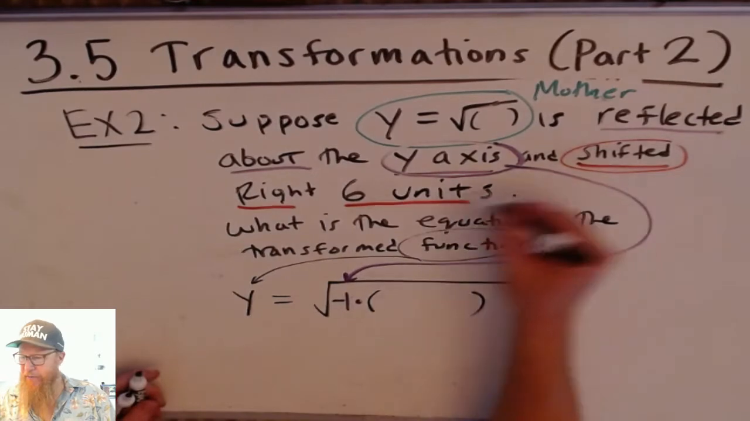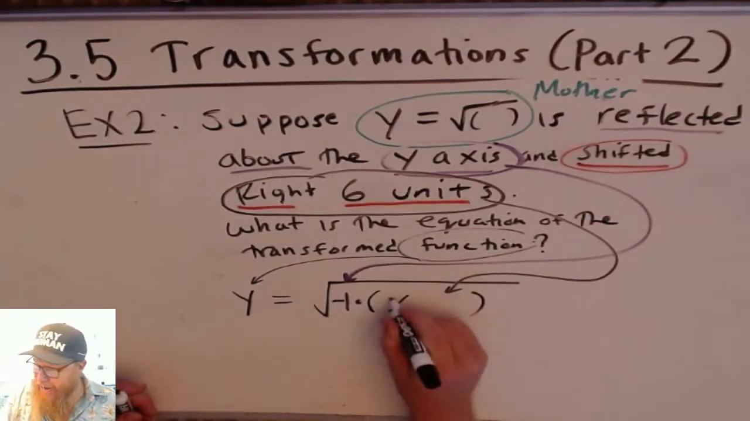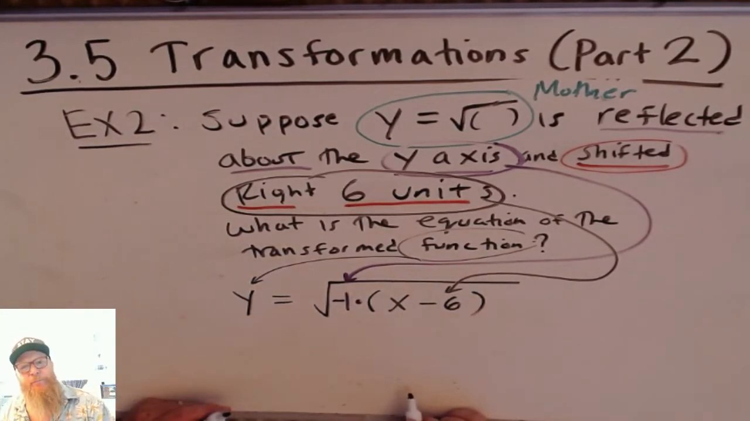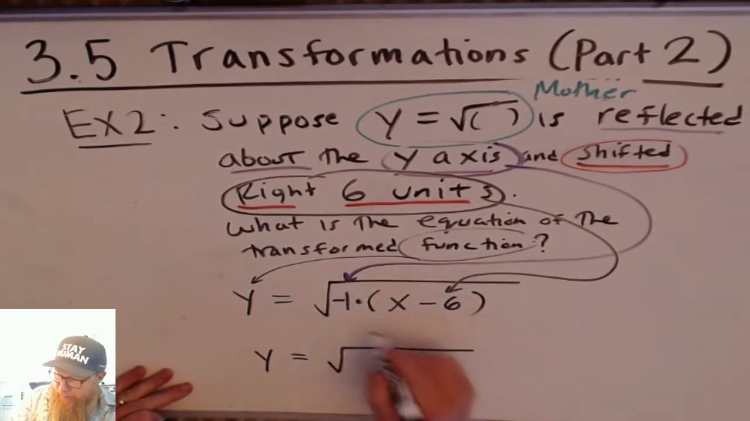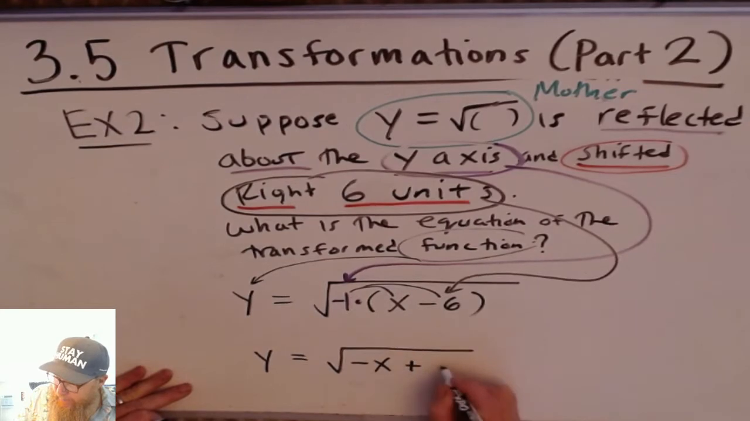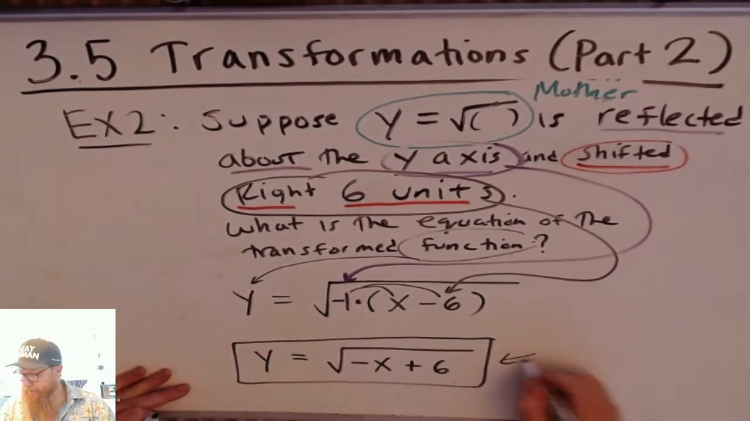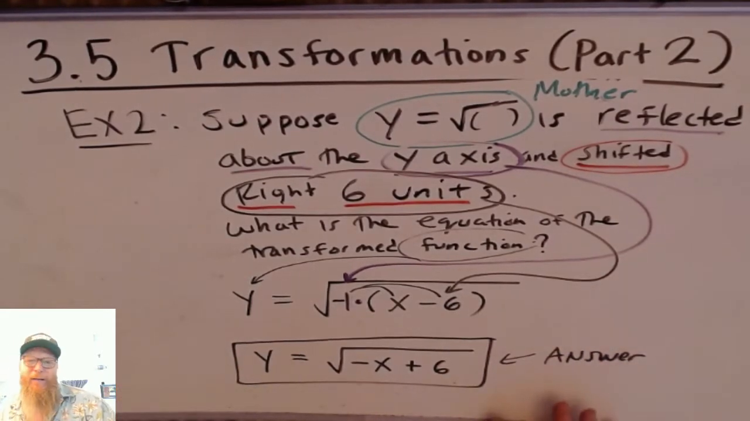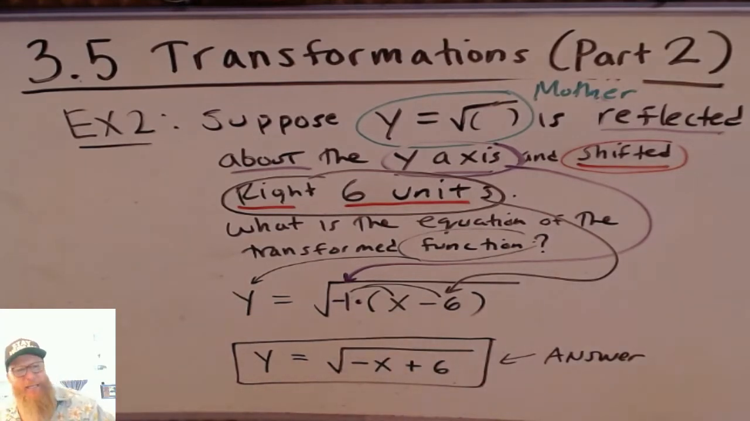Okay, and then shifted right 6 units. Remember, right means x minus 6. And you can clean this up by distributing the negative. And so there you go. There's your answer. You don't have to distribute the negative. I would still mark it right if you didn't.